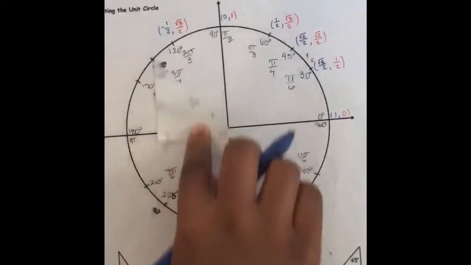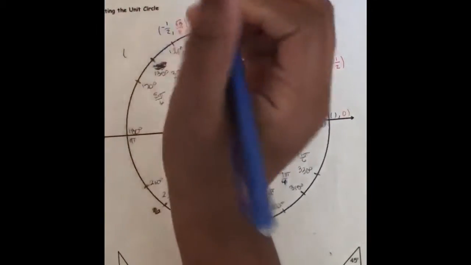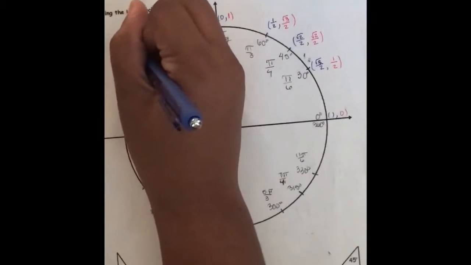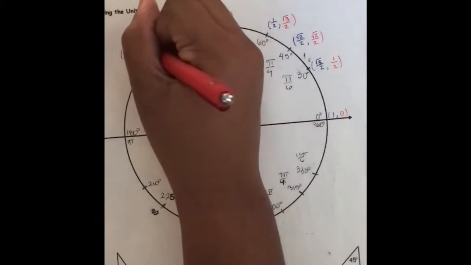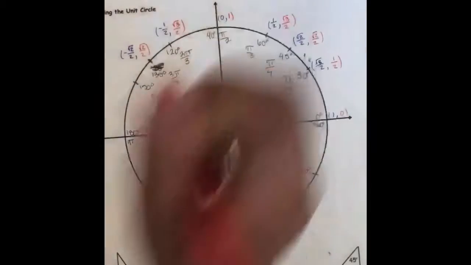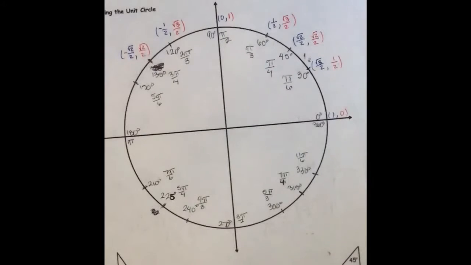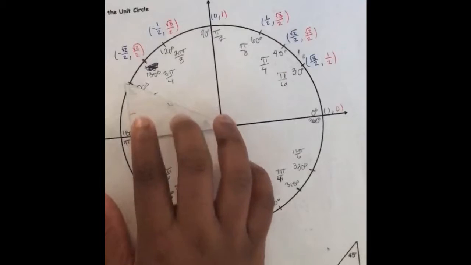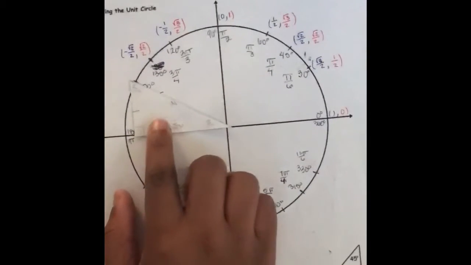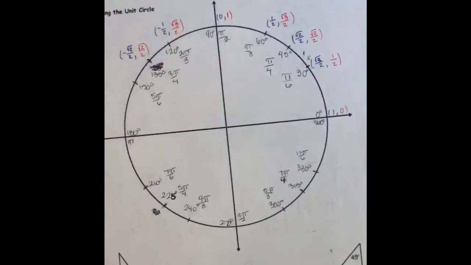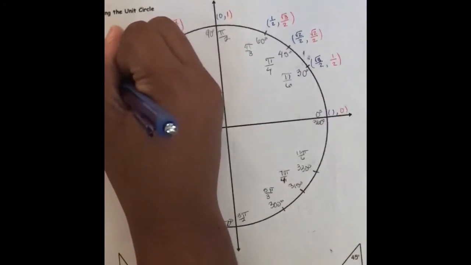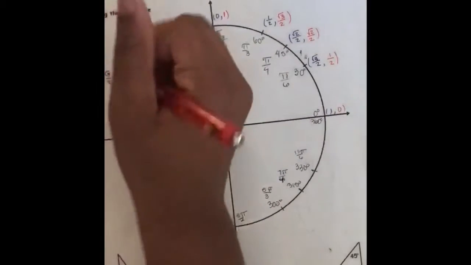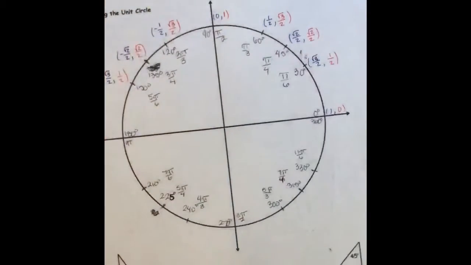So you're going to do the same thing you did in the first quadrant with the second quadrant. So again, using your triangles, you line up the 60 degrees for 120 degrees, and you get negative 1/2 and the square root of 3 over 2. For 135 degrees, you get negative square root of 2 over 2 and square root of 2 over 2. For 150 degrees, you get negative square root of 3 over 2 and 1/2.